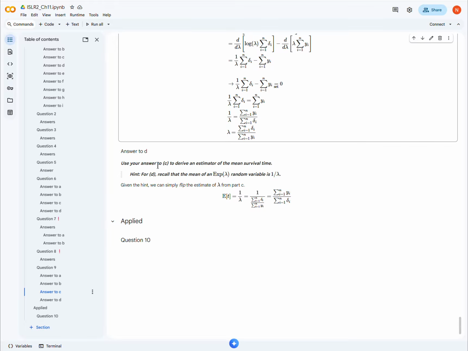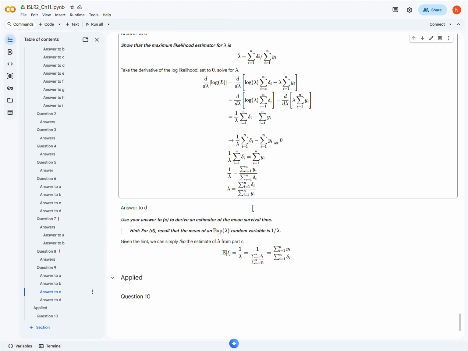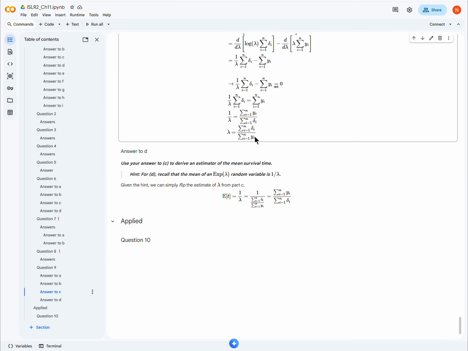Okay. And then finally, for part D, we use our answer to part C, which was technically given to us. But we're going to use that finding to get a mean estimator for survival times. Now, one way that we could do this is with expectation operators, right? We could take the probability of the different values and so on and so forth, and integrate them or sum them.